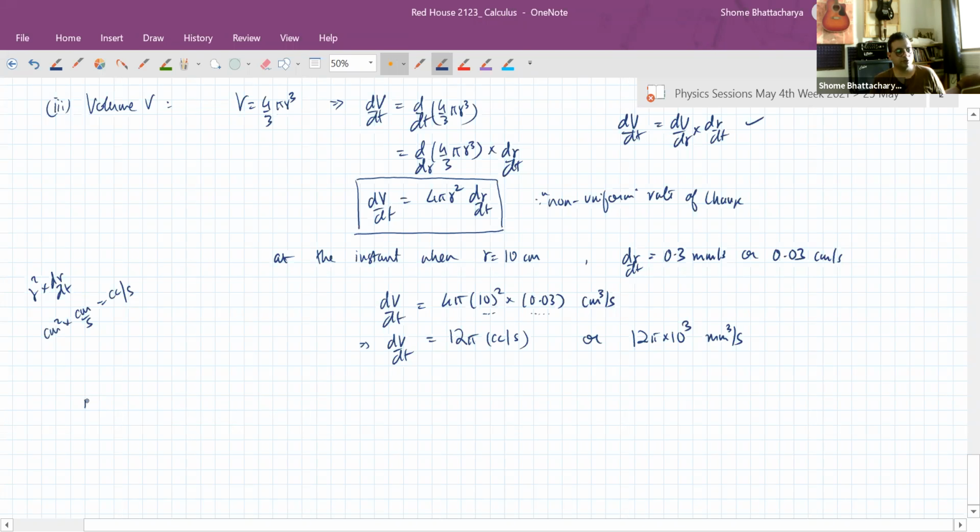Okay, so let's come to the fourth part. To avoid confusion with diameter, we'll use the symbol rho for density, the same symbol that you used for resistivity in current electricity. We'll use that symbol over here. So density is mass per unit volume.